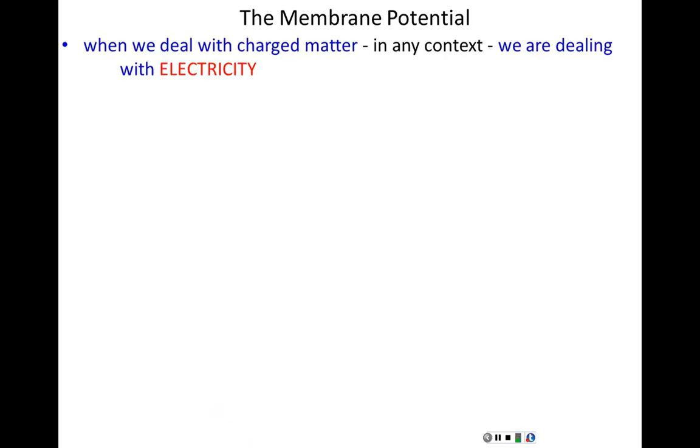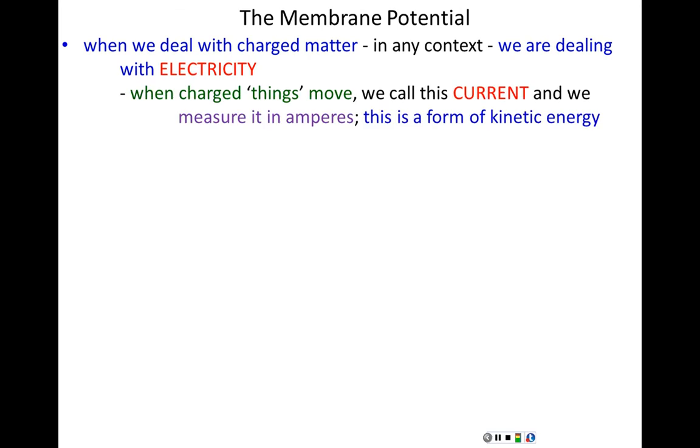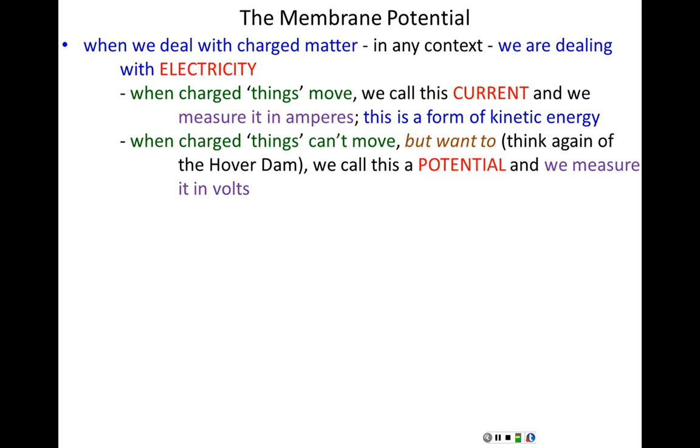All right, back now and for the last time to charged ions and electrical gradients, stored energy and batteries, and what it all means. Whenever we deal with charged matter, I don't care what charged matter it is, and I don't care in what context we're talking about it, we are dealing with electricity. When charged things move, we call this current, and we measure current in units of amperes, which we abbreviate as amps. The movement of anything is kinetic energy, and that's no exception for ions. As ions move, they create current measured in amps, and this is kinetic energy.